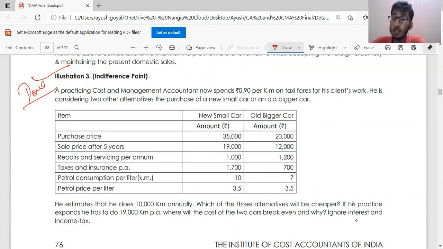He estimated that he does 10,000 kilometers annually. Which of the three alternatives would be cheaper? If his practice expands, he has to do 19,000 kilometers per annum. Where will the cost of the two cars break even? Ignore interest and income tax. So basically we need to find out the best alternative out of the three. I don't think this is really tough, but let's see, because the question is basically not asking the indifference point, but we'll do indifference point as well.